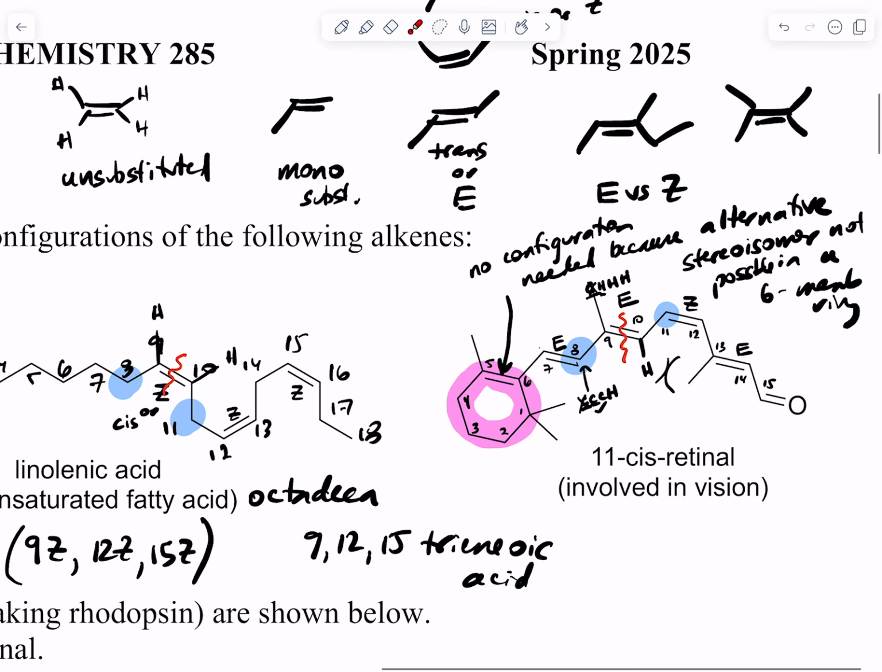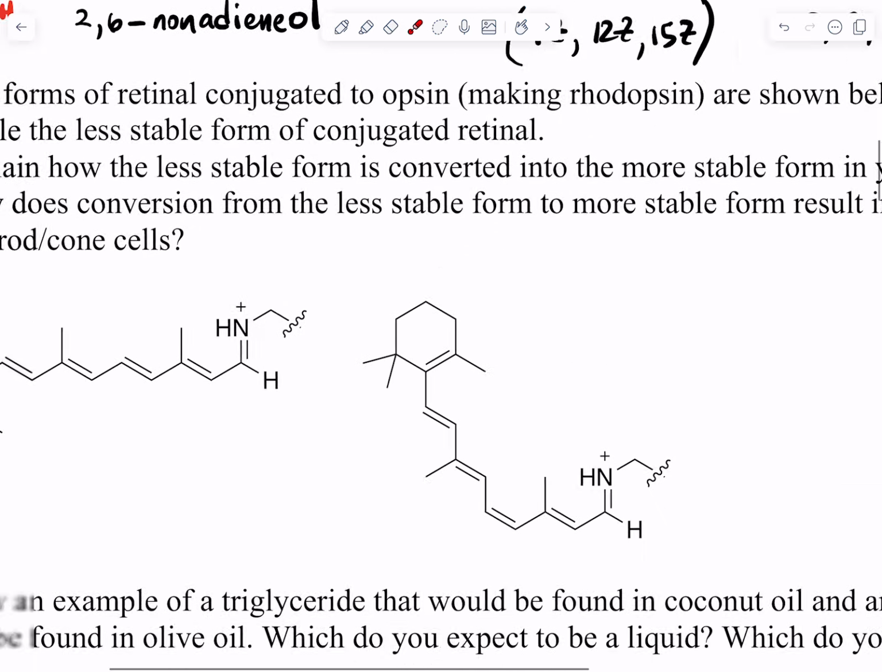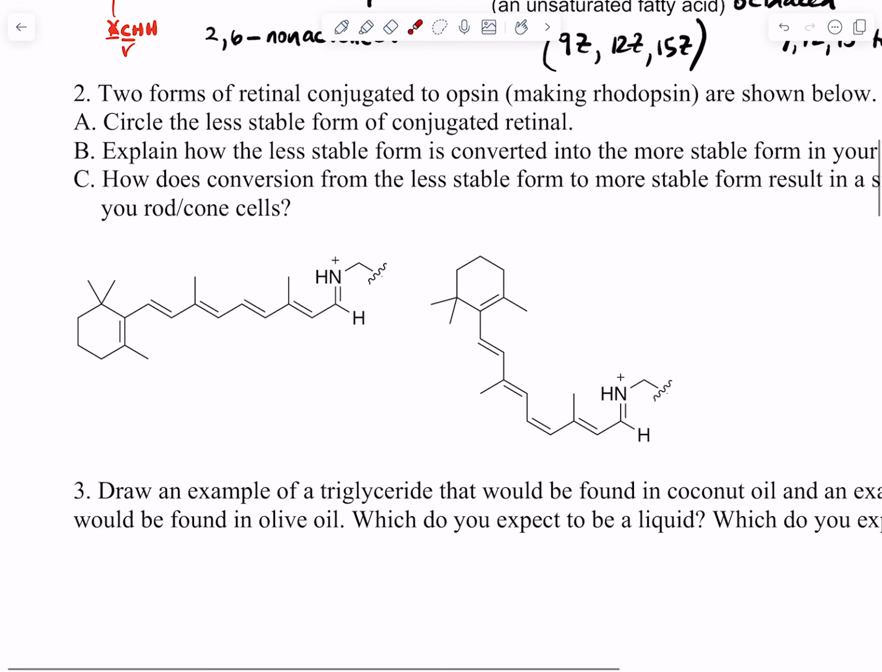You don't know it now. But for right now, what you're going to see as we scroll down to the next question is that this aldehyde is no longer there. The oxygen is no longer there. Instead, the oxygen is going to be replaced by a nitrogen, and the nitrogen is going to be bonded to other things. So here are two examples of retinal conjugated to the protein opsin to make a molecule called rhodopsin.